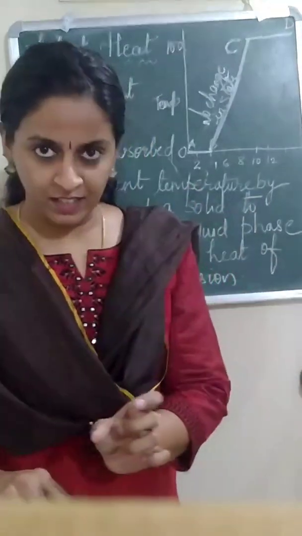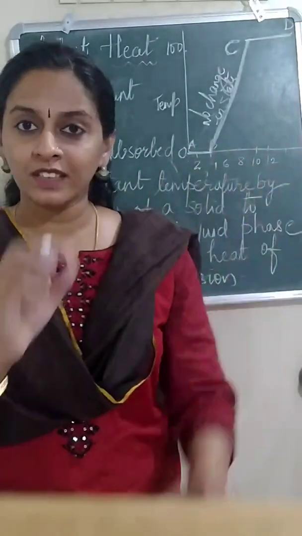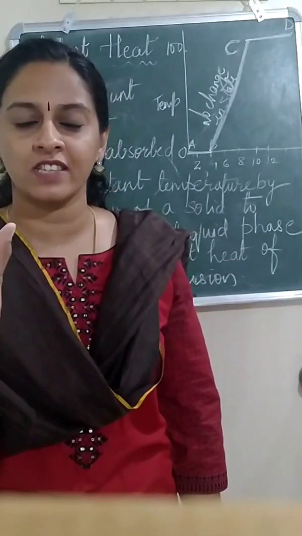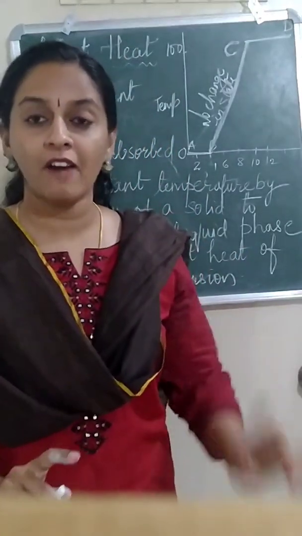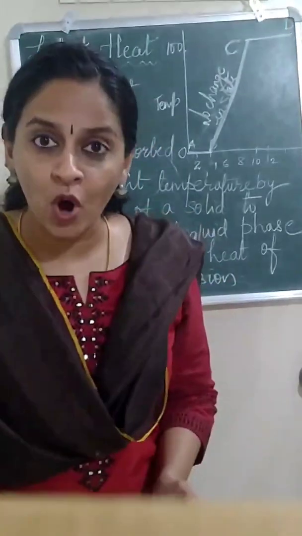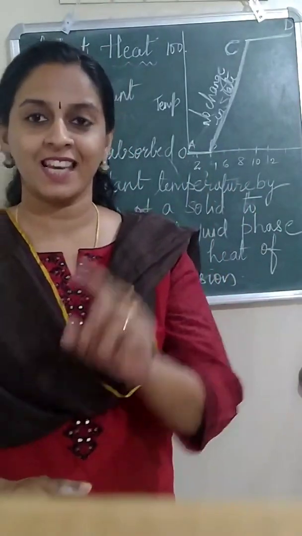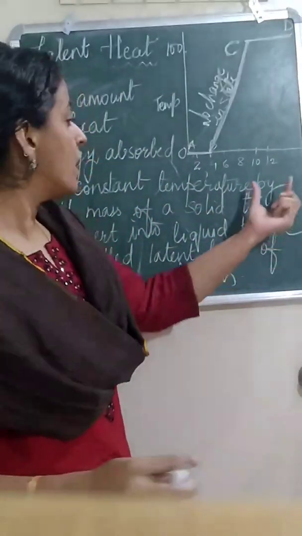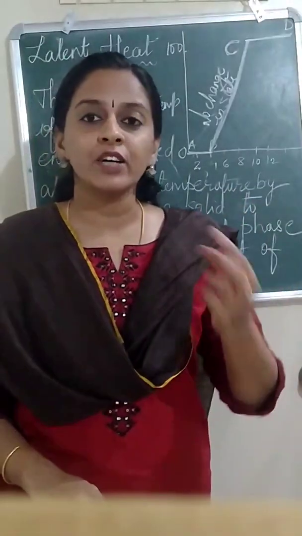The amount of heat energy absorbed at constant temperature by, because that AB you remember, it was constant temperature. The temperature did not increase or decrease. When will it increase? After the whole ice gets converted into liquid, after change of state. So I repeat, the amount of heat energy absorbed at constant temperature by unit mass of a solid to get converted into liquid phase is called latent heat of fusion.